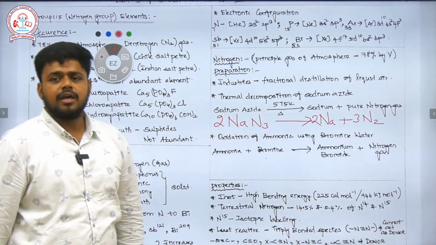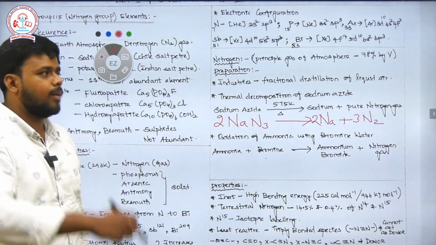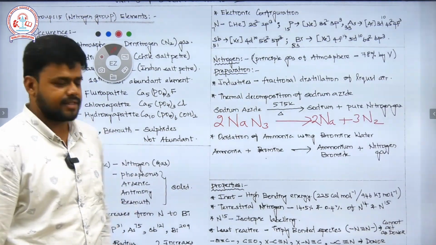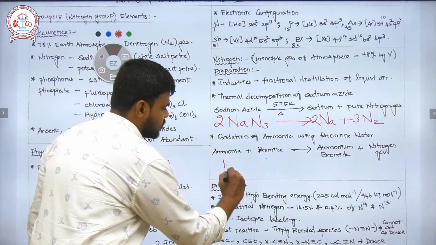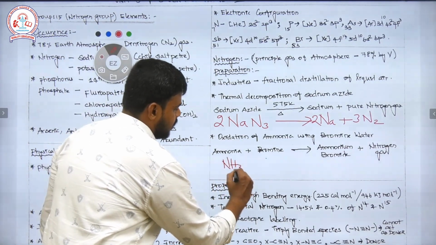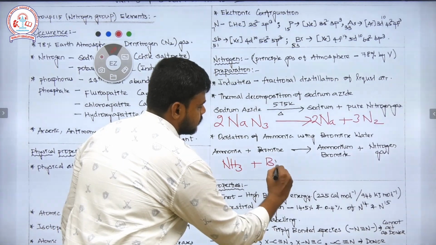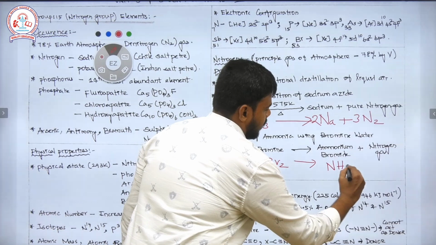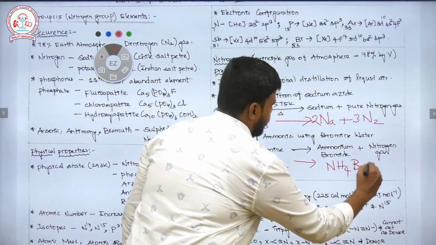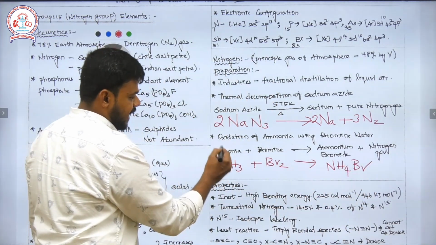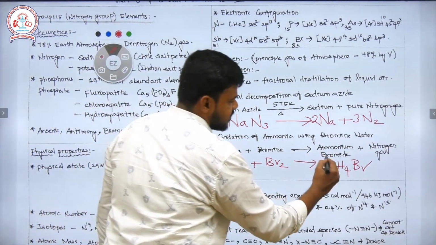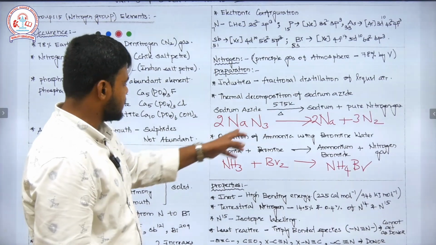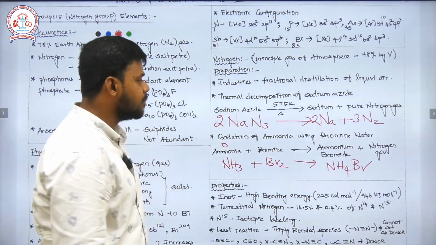Then the third one: you can oxidize ammonia to get nitrogen gas. Let's check it out. Ammonia reacts with bromine and forms ammonium bromide. Here the oxidation state of nitrogen is 0. Here obviously it should be +1. So it has undergone oxidation. That's why it is mentioned as oxidation of ammonia using bromine water.